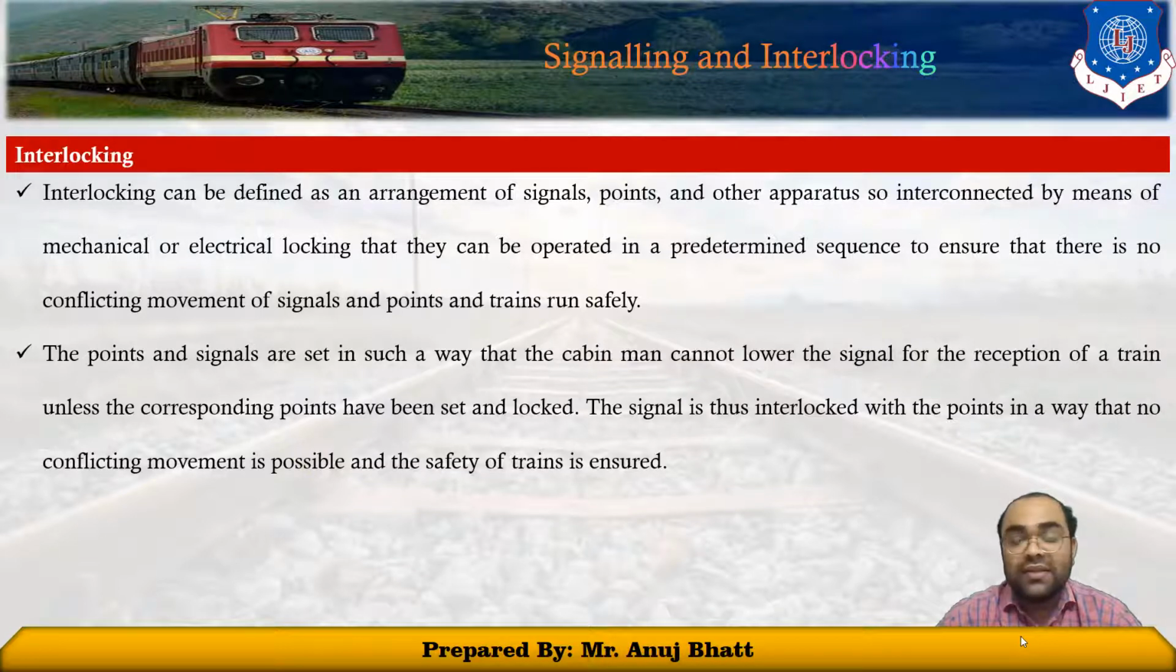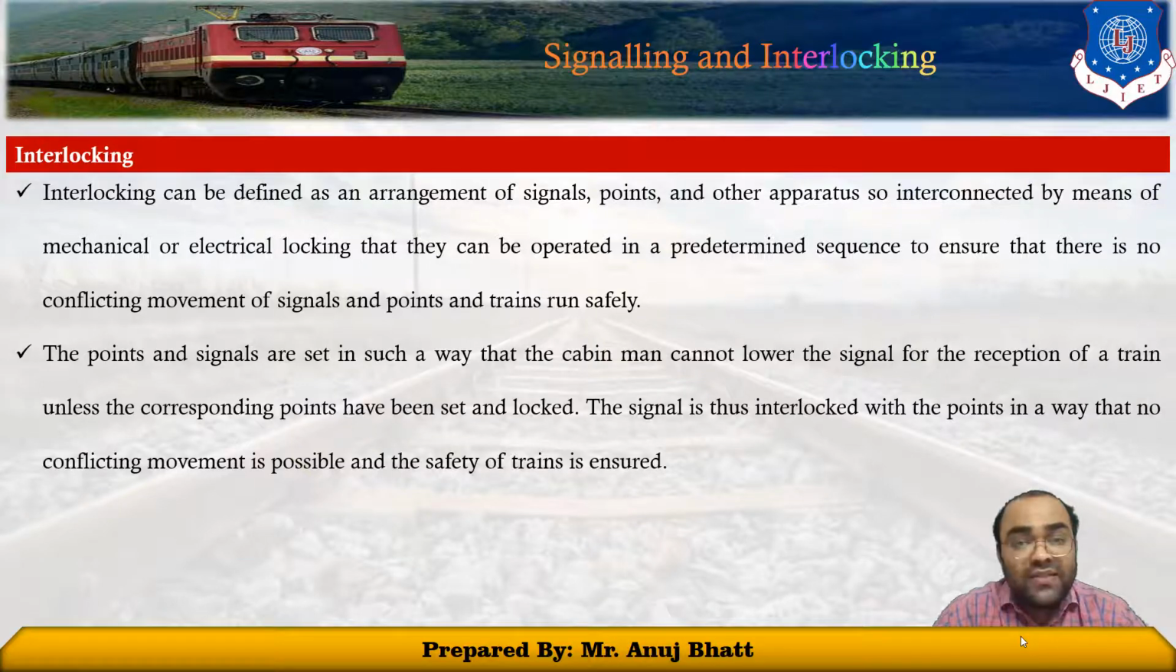So we can consider it as a device or a kind of system which is constructed to ensure the safety of the trains. With the increase in the number of points and signals and also the requirement of high speed, it has become necessary to eliminate the human error in interlocking or in the signaling. And for that we need to provide such type of interlocking.